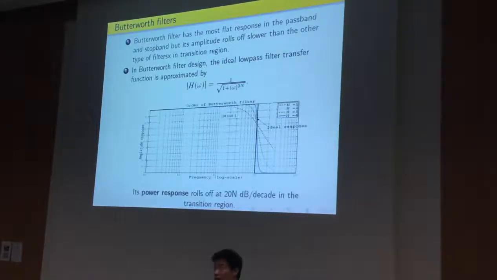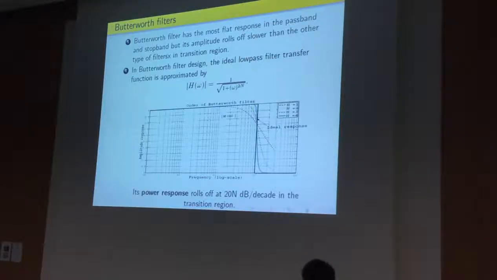And for the Butterworth filter, its transfer function can be modeled by using this equation. We don't bother to derive this equation because it was derived many years ago, and I don't think it will give you any benefit. We just look at the properties of this equation, which would be more useful for us. Now you see, there's one parameter here, n. Omega is just a frequency variable, but we have a parameter n here.